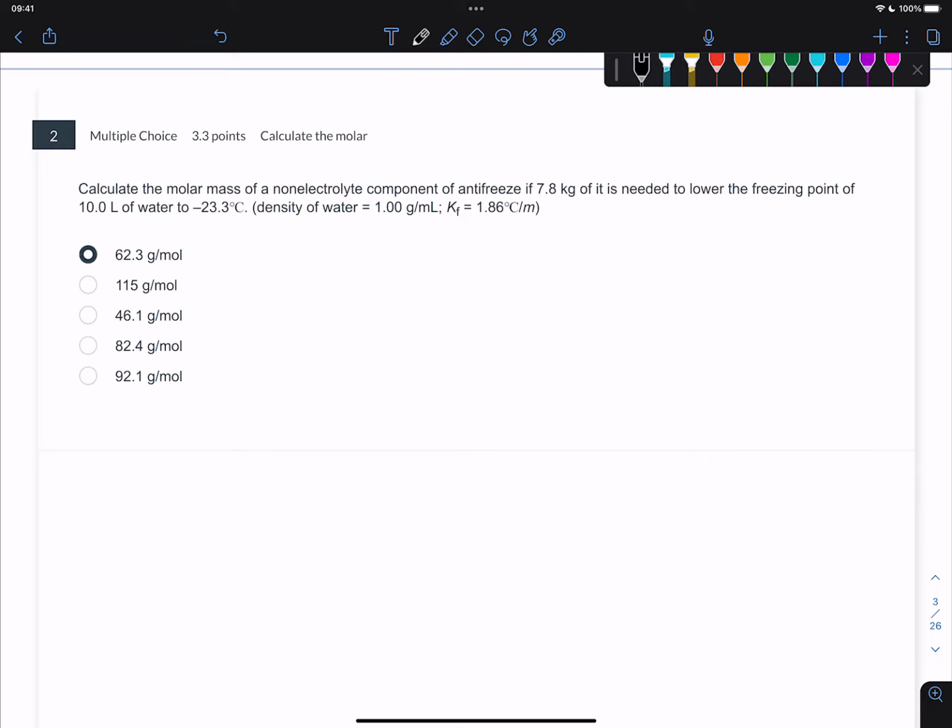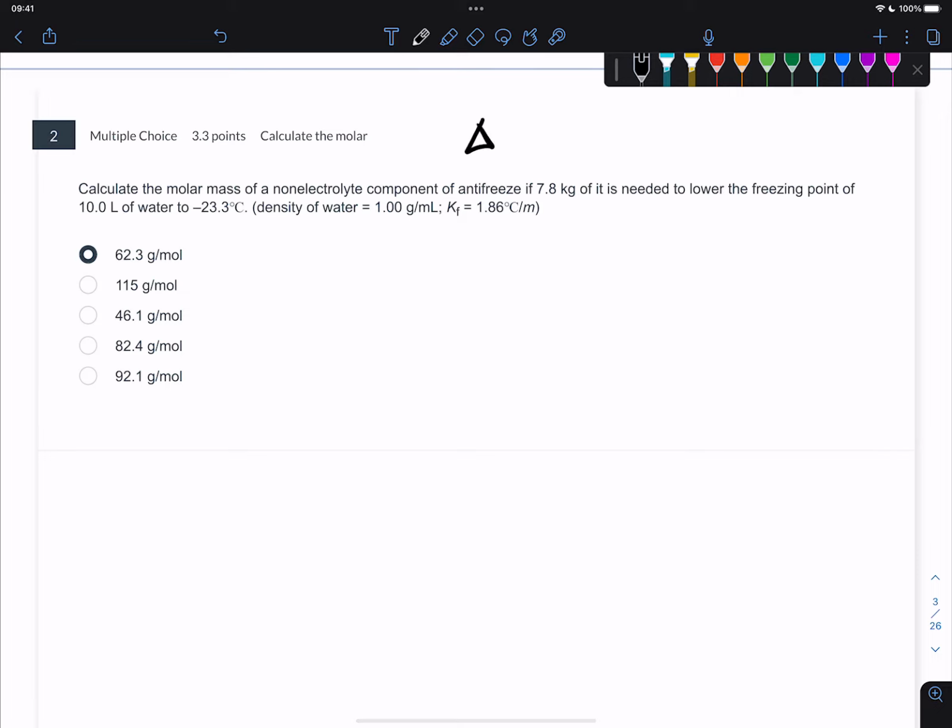But right now we have it says calculate the molar mass of a non-electrolyte, which means it's not going to dissolve or break apart. The non-electrolyte component of antifreeze is 7.8 kilograms of it is needed to lower the freezing point of 10 liters of water to negative 23.3. You should know that water has a freezing point normally of 0 degrees Celsius, but when something is dissolved in it, it will have a lower freezing point and also an elevated boiling point.